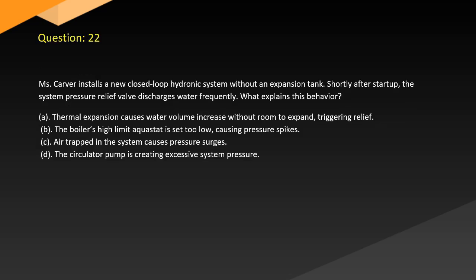Question 22. Carver installs a new closed-loop hydronic system without an expansion tank. Shortly after startup, the system pressure relief valve discharges water frequently. What explains this behavior? A. Thermal expansion causes water volume increase without room to expand, triggering relief. B. The boiler's high limit aquastat is set too low, causing pressure spikes. C. Air trapped in the system causes pressure surges. D. The circulator pump is creating excessive system pressure.